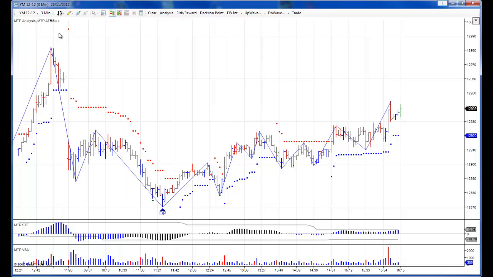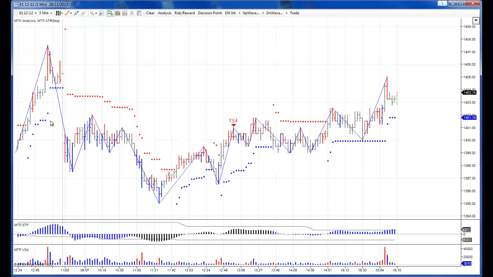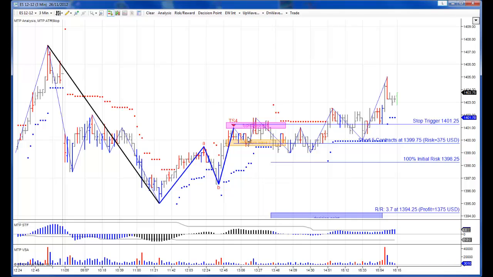Let's have a look at the ES. If I go to the ES, on a 3-minute chart, the only trade setup was this TS4 sell. It was on a black STF, so that would have been a valid trade setup, and as you can see, it would have resulted in a -1 hour loss.